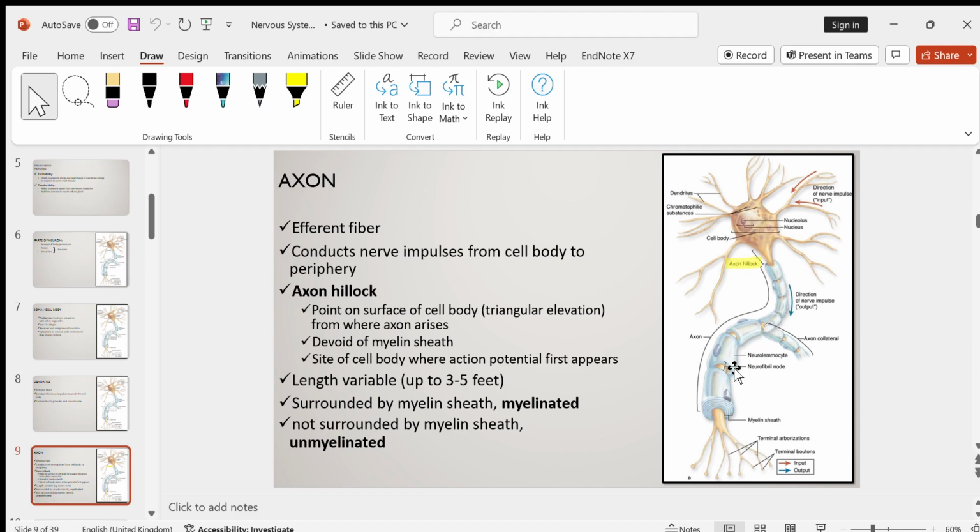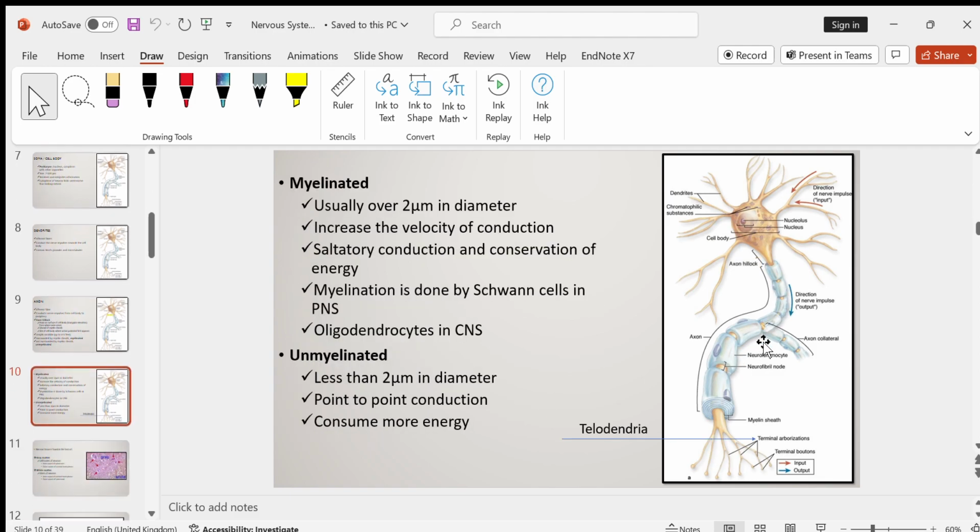This is an axon. The point from where the axon arises is called the axon hillock, and this is the part which is devoid of myelination. As you can see in this picture, this whitish structure is the myelin sheath. The axons may be myelinated or unmyelinated. In this picture, we can see that this axon is myelinated. Myelinated fibers have a special property that the impulse conduction is faster as compared to unmyelinated fibers.